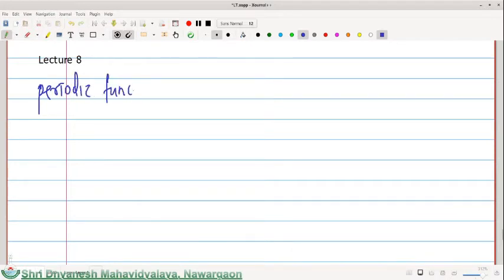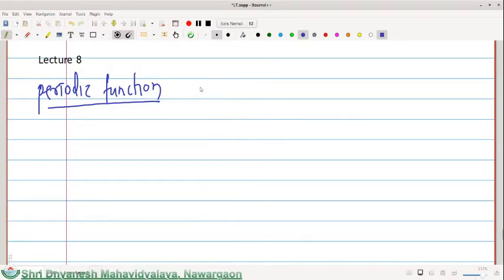Periodic functions. What are periodic functions? The functions which repeat their values after a particular stage. Like sine function is there, cosine function is there, tan function. All the trigonometric functions are periodic functions. Sine function and cosine function repeat their values after 2 pi of angle. So let us write the definition first.